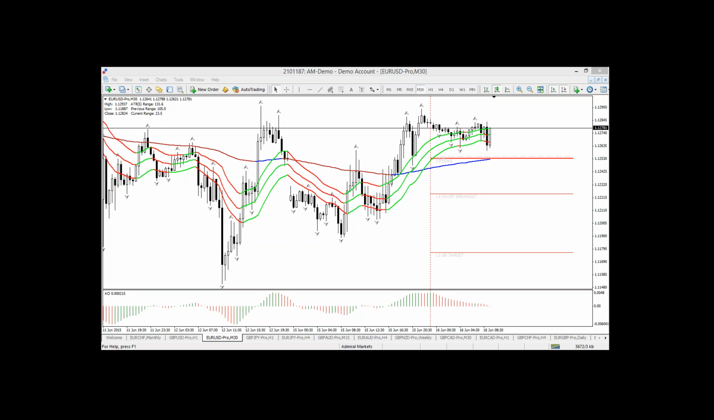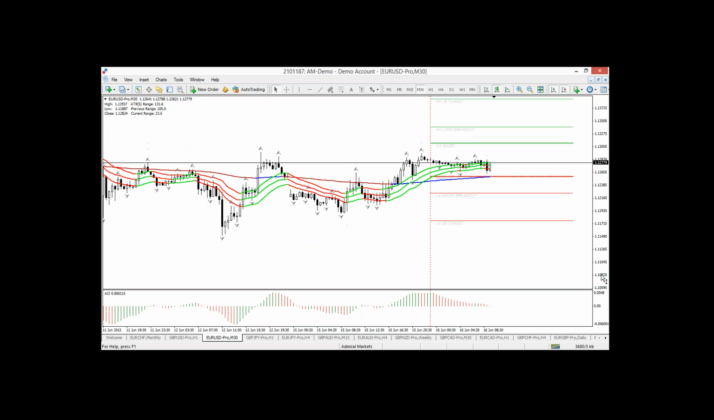Now the Camarilla indicator itself is useful for support or resistance, indicated by these levels, L3, L4, L5. Just a quick introduction, just in case someone is joining for the first time and is wondering what is the Camarilla. It's a pivot point indicator.